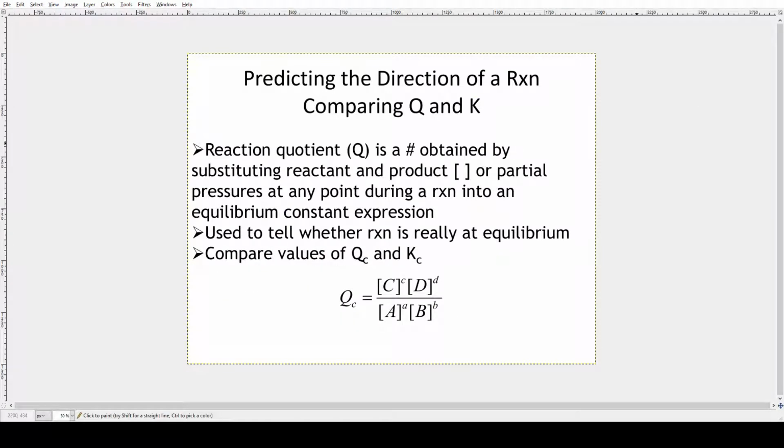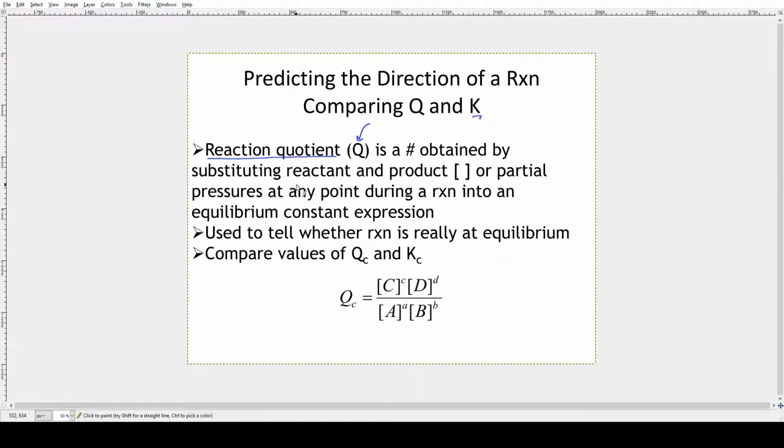So moving on then to a new topic, we are going to learn about Q, which is known as the reaction quotient. So we have equilibrium constants, which are K, and then we have reaction quotients, which is Q. And Q is a number obtained by substituting reactant and product concentrations or partial pressures at any point during a reaction into an equilibrium constant expression.